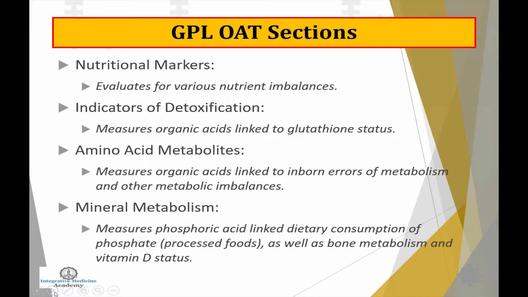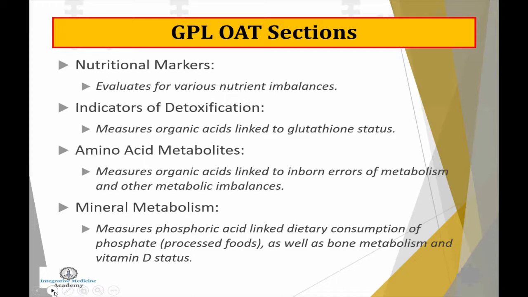Okay, and then there's a section called amino acid metabolites, probably the oldest part of any organic acid test. Many of the markers are linked to what are called inborn errors of metabolism seen in children. This section is often influenced because of other imbalances in the body, whether that's bacterial problems, yeast issues, etc.